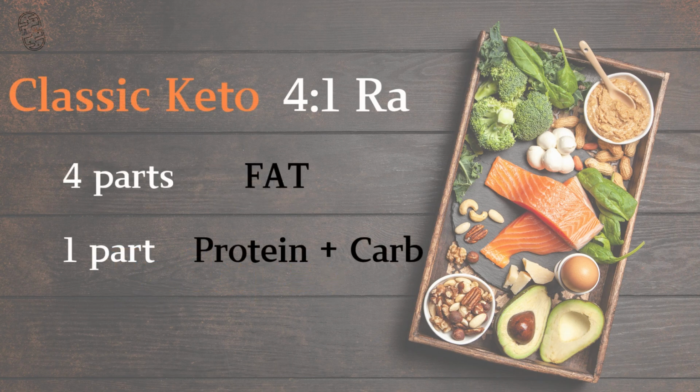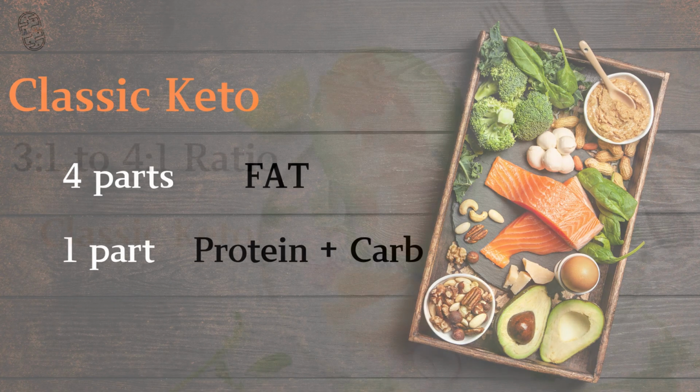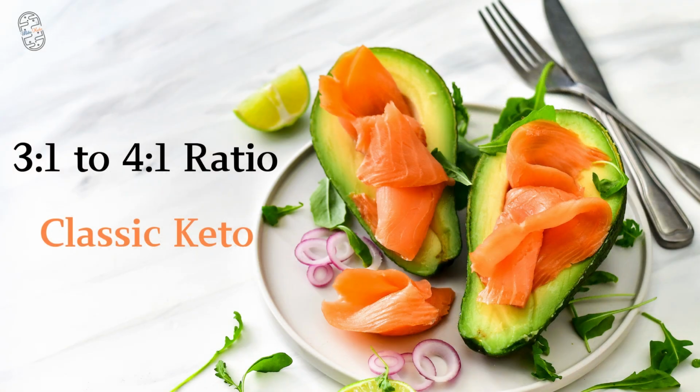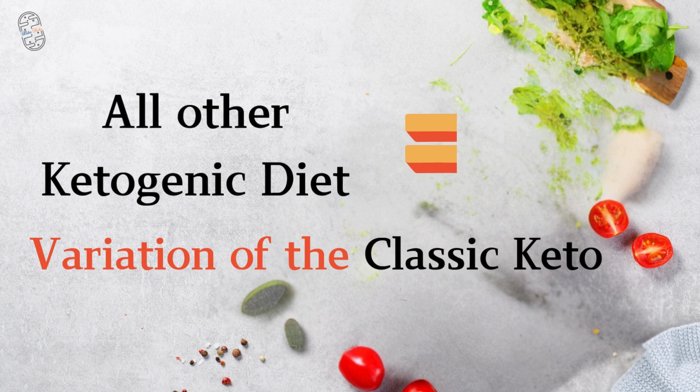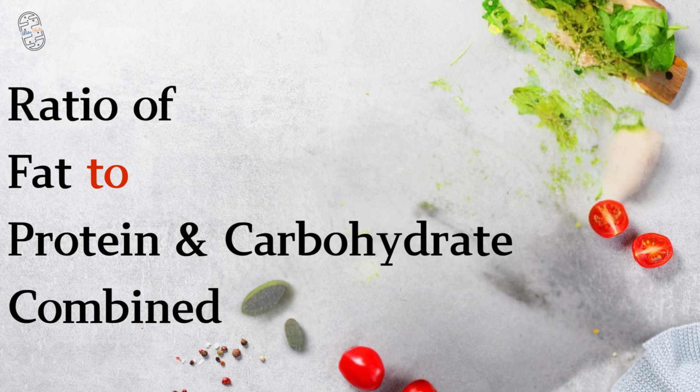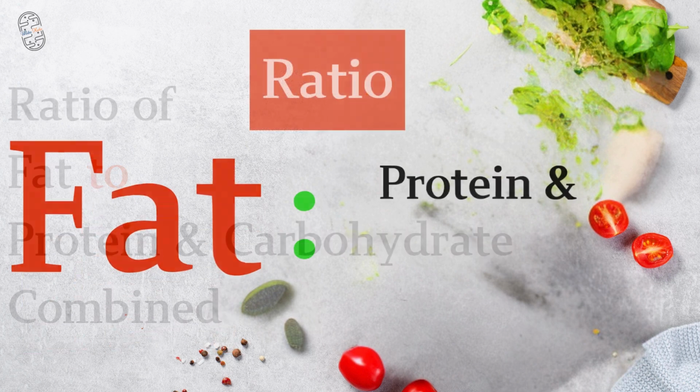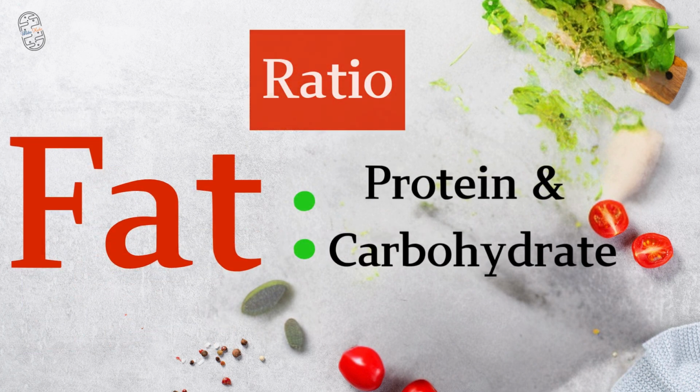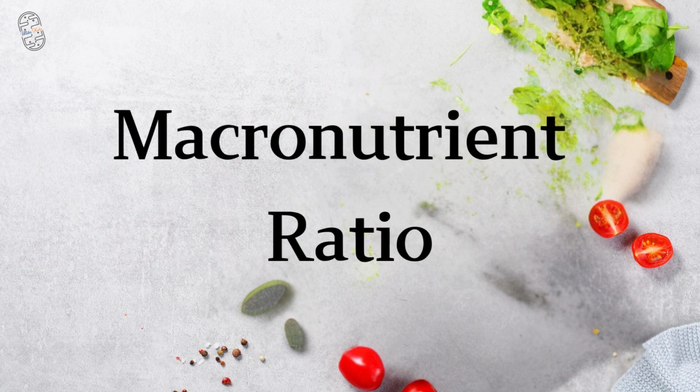The classic keto carries a 4-to-1 ratio, which means that there are 4 parts fat for every 1 part of protein and carbs combined. Although a 4-to-1 ratio is considered the gold standard for classic keto, a 3-to-1 ratio is also included in descriptions of classic keto in most publications. All other ketogenic diets are a variation of the classic keto, which is the most restrictive version, seen by its ratio of fat to protein and carbs combined. This ratio is called the macronutrient ratio. So, the main difference between all types of ketogenic diets is this macronutrient ratio.